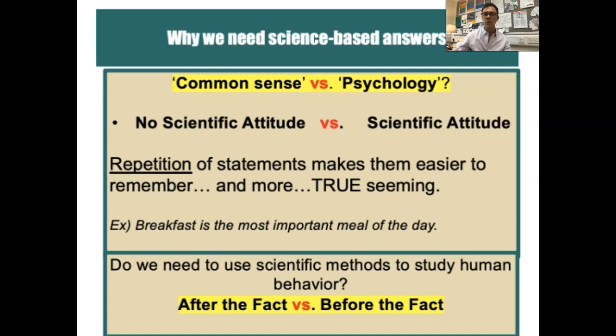So with common sense, we don't use a scientific attitude. With psychology, we use a scientific attitude. We look at things through research methods. And that's why psychology is a science, because we are using common research methods like case studies, experiments, observational studies, correlations, to interpret data and come up with an answer to what we see and what we analyze.